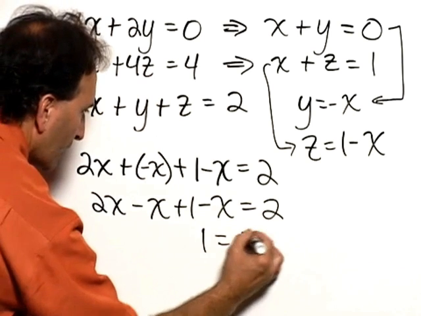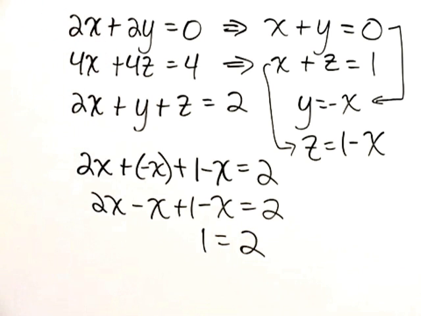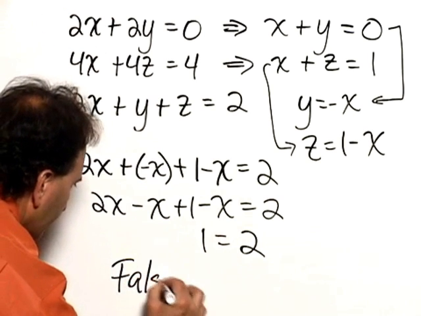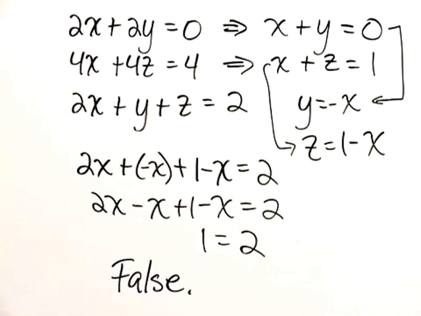Look what happens. We have 1 equals 2. Now, sometimes that may mean you've made an error, but I've done my math correctly. 1 does not equal 2. This is a false statement. And that means this system of equations has no solution.